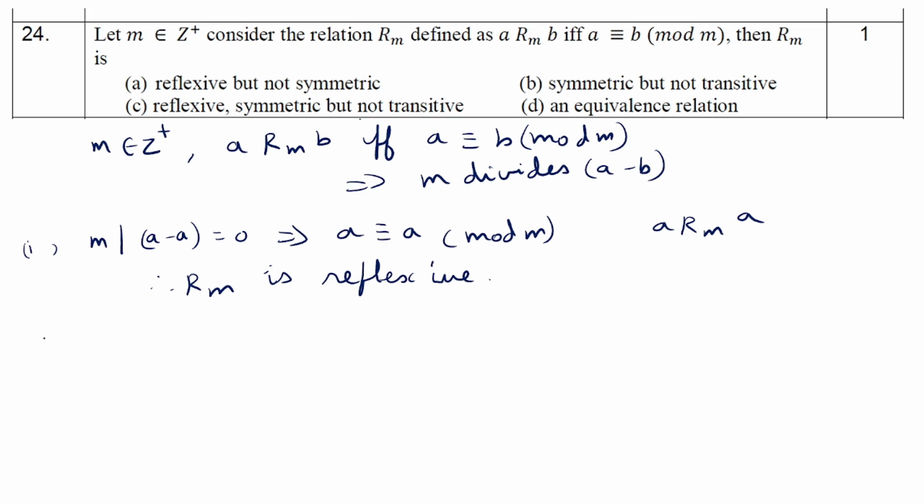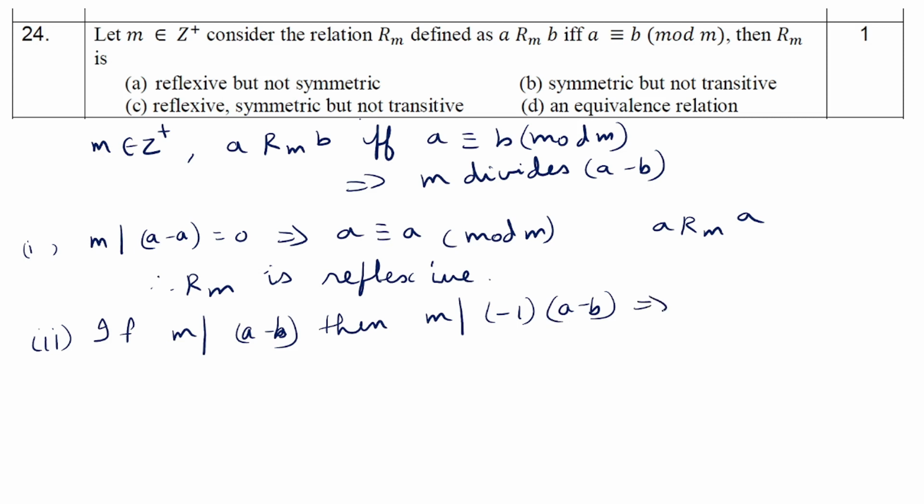Now let us consider the next type, whether Rm is symmetric or not. Let us take, if M divides A minus B, then M will divide minus 1 into A minus B. This implies M divides B minus A. Now if we take A is related to B, here we are getting B is related to A.